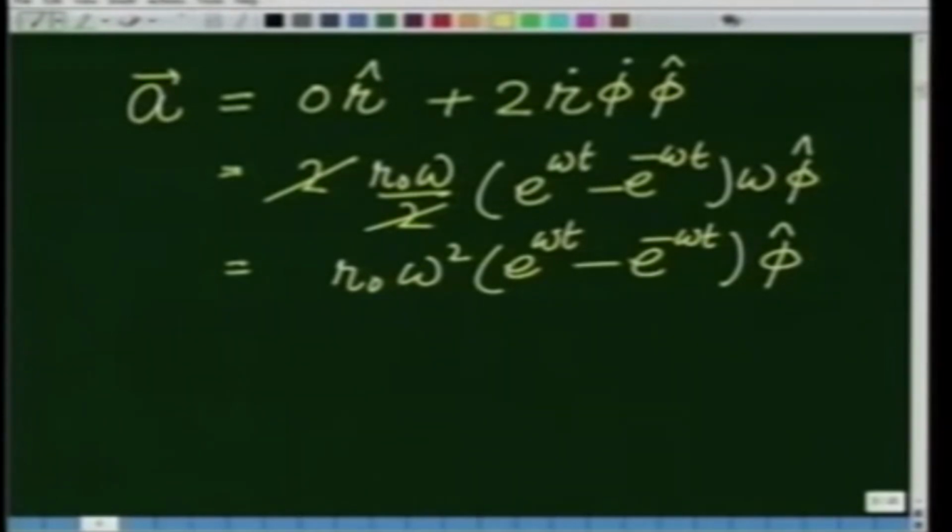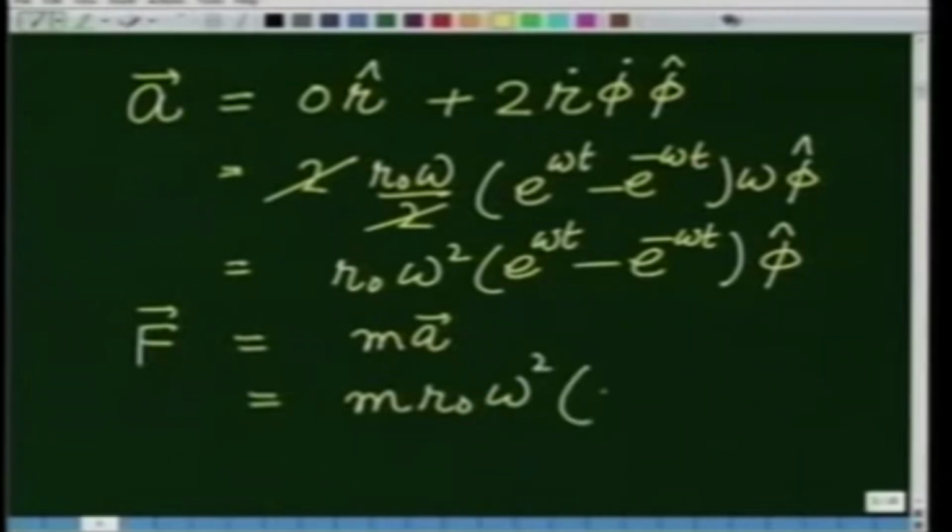How about the force? The force applied by the wire is given by m a, and is therefore equal to m r0 omega squared times e raised to omega t minus e raised to minus omega t in the phi direction. So, you see that we have solved this problem in planar polar coordinates in a simple manner. I would urge you to try solving the same problem using x and y coordinates.